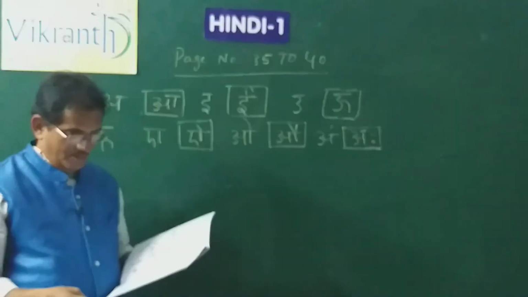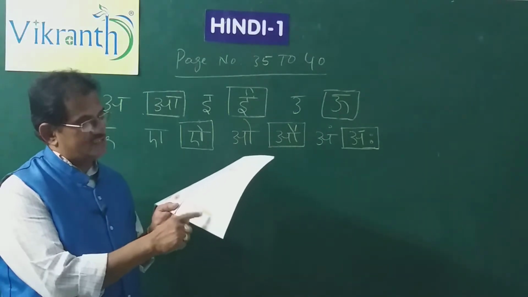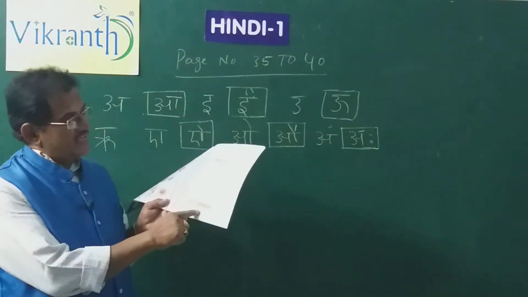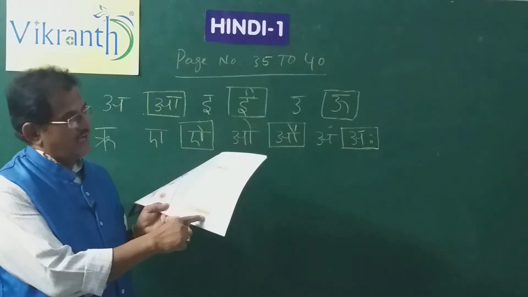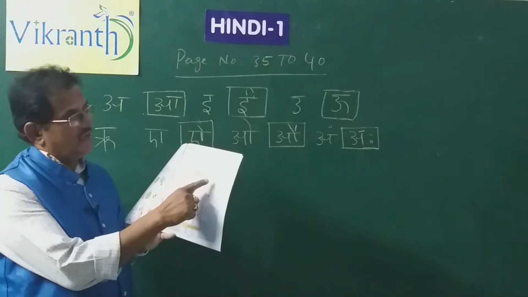Okay, children? And Samyukta Akshar, three Samyukta Akshar are there. What are they? Ksha, Tra, Jna. Okay? Here Tra is given. Ksha, Jna, you have to fill here. Ka, after Kha, Ga, Gha, Inya.